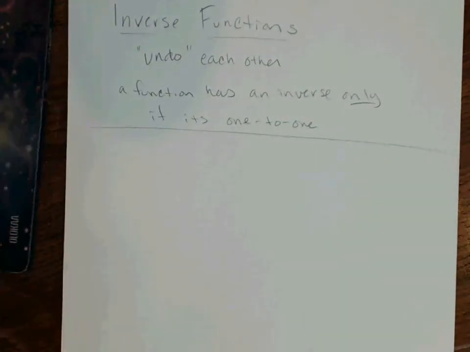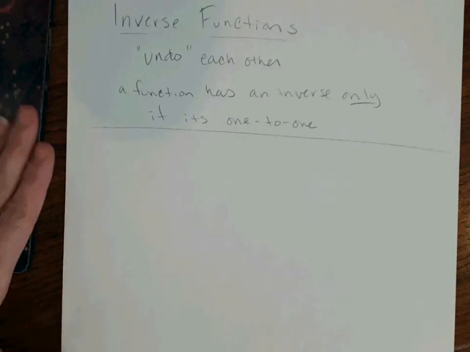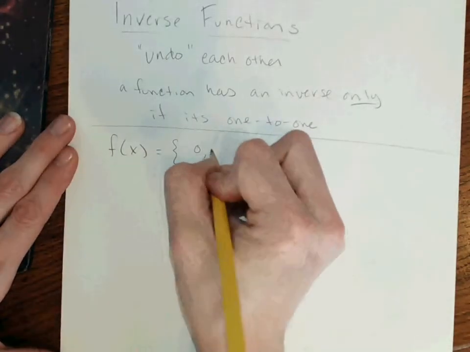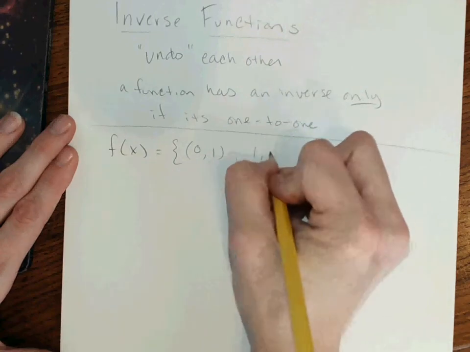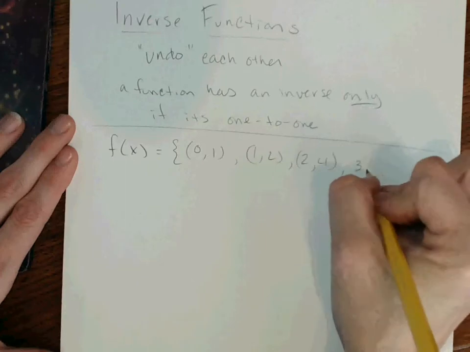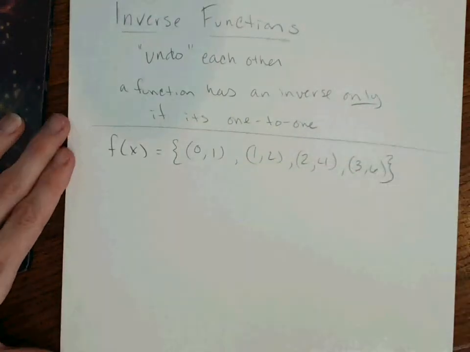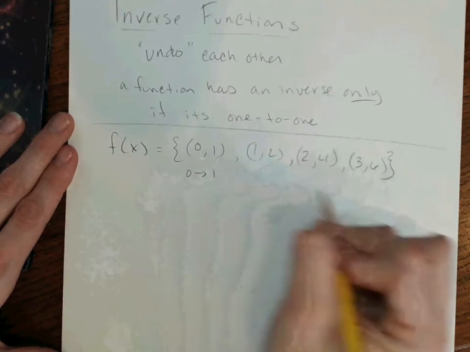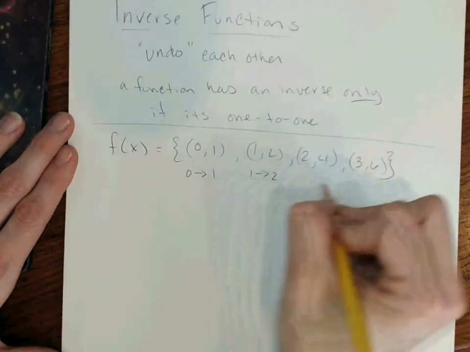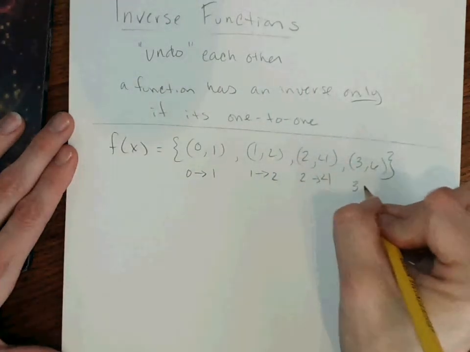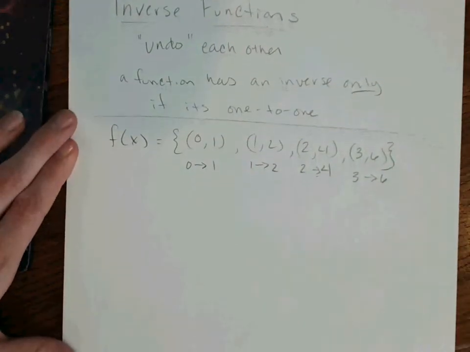Let's look at the idea of what happens with an inverse and what it actually is. So let's start off by looking at a function itself, like this one right here: (0,1), (1,2), (2,4), and then (3,6). Remember that all this function does is it takes a 0 and maps it to a 1. It takes a 1, maps it to a 2. It takes a 2 and maps it to a 4. Then it takes a 3 and maps it to a 6, right? That's all that function does.